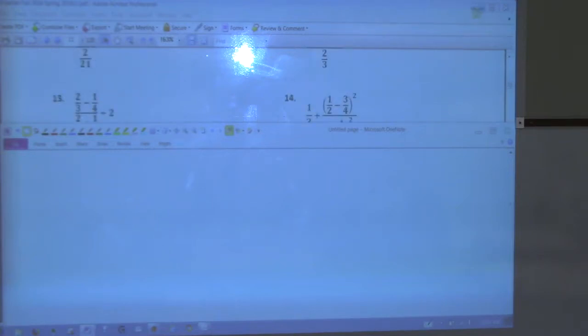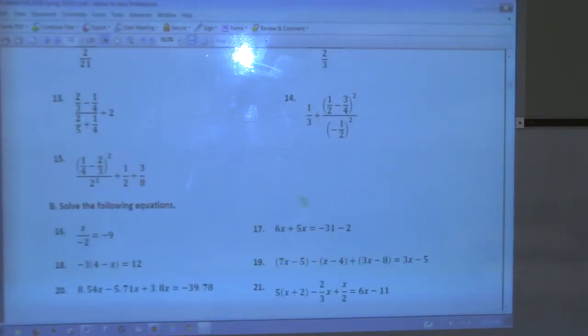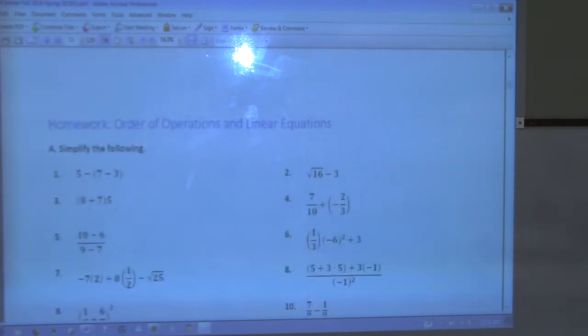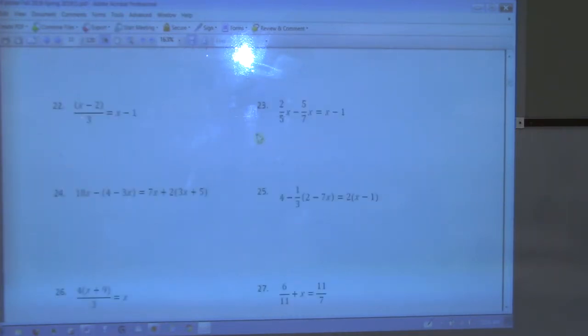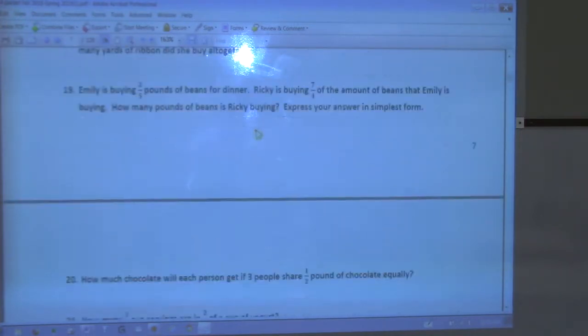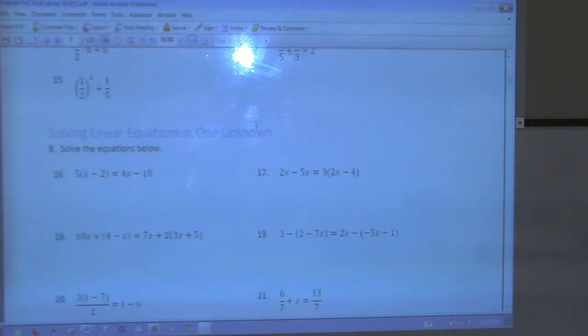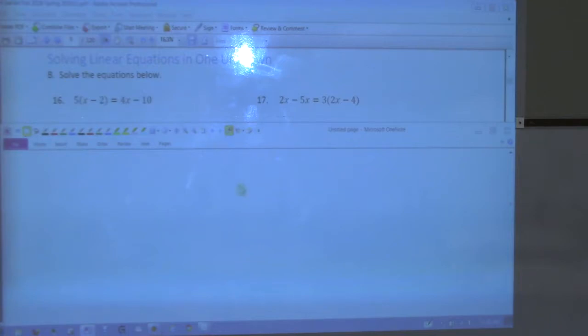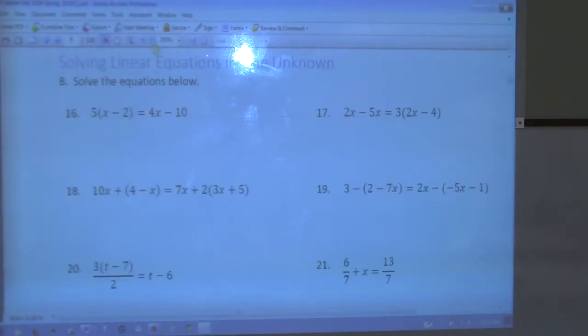All right, we are moving along. Solving linear equations. So we went and talked about that. We were talking in class about my utility bill, right? But we never really got to solve any of the problems from here. So we need to do a couple of these.